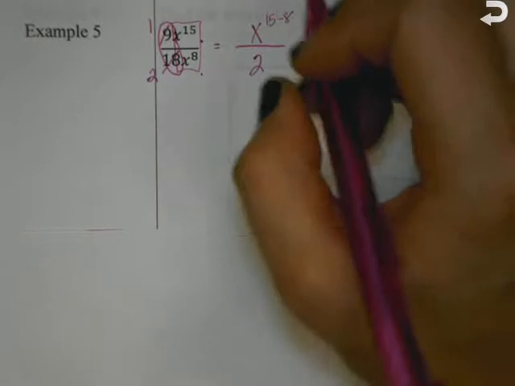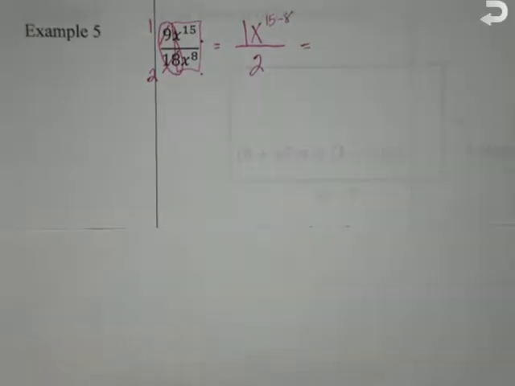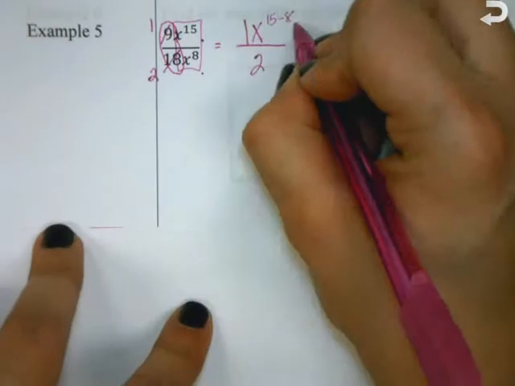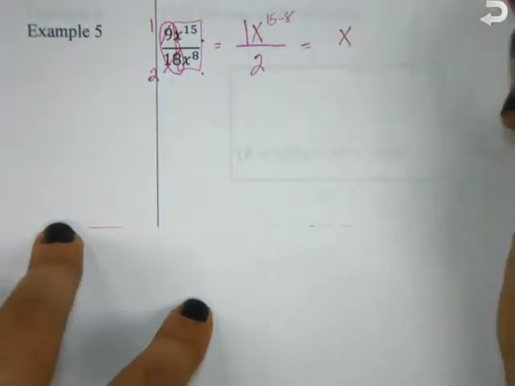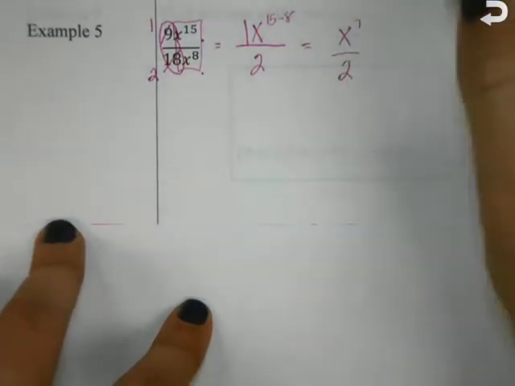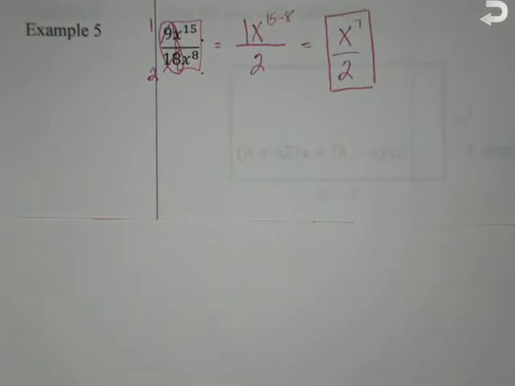Okay, so that's going to give me 1x to the 15 minus 8 gives me just x to the 7th power all over 2. And that's your answer. So you're reducing the variables, but you also have to reduce the coefficients, okay? I think almost every single quiz from Friday, from the ones that I graded, everybody or almost everybody would have gotten the correct answer except you didn't reduce the coefficient, okay?